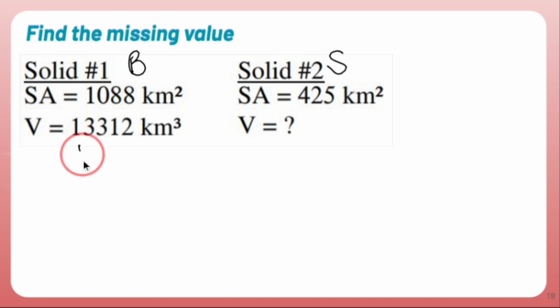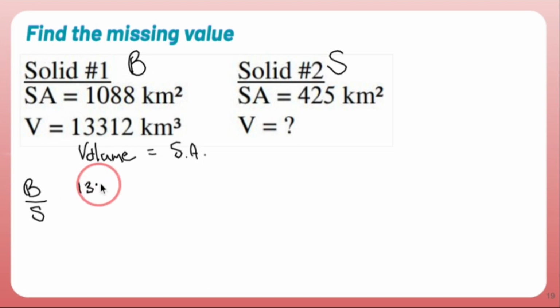All right, I'm going to compare the volume to the surface area. And the way that I'm going to do that is I'm going to create ratios of big to small figures. In other words, the volume on the big solid is 13,312, and the volume on the small solid is, I don't know, call it X. The surface area on the big guy is 1088. And the surface area on the small guy is 425.